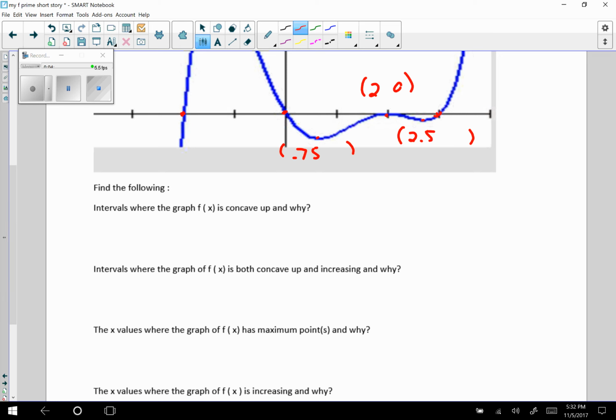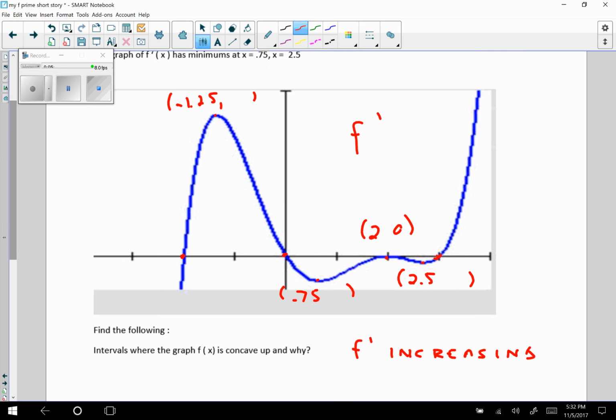Question number 1, where is f concave up? We notice from our cliff notes of the f prime short story, f is concave up when f prime is increasing. So I simply need to find out when f prime is increasing. Well, f prime is increasing here, here, and here. Those are the intervals that f prime is increasing, so therefore, this is where f is concave up.